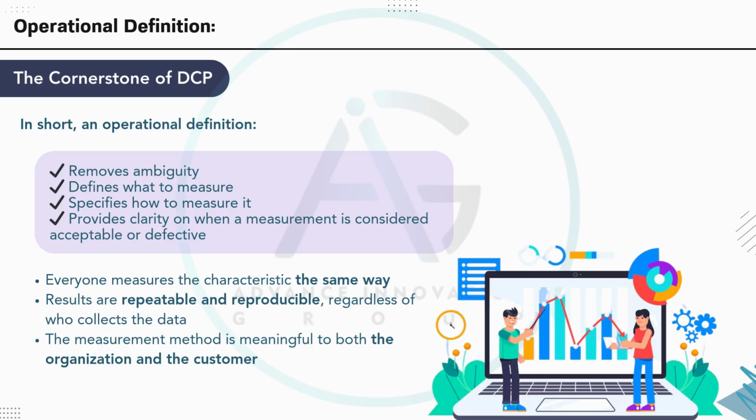This leads to 3 major benefits. 1. Everyone involved in the data collection process will measure the characteristic in exactly the same way. 2. The data becomes repeatable and reproducible, regardless of who is collecting it. Whether it's a team in India or a team in the US, the result remains consistent. 3. Most importantly, the method of measurement becomes meaningful to both the organization and the customer, reinforcing confidence in the process and the outcome. Remember, without a solid operational definition, your data is vulnerable to interpretation, and that's something we can't afford in Six Sigma projects.